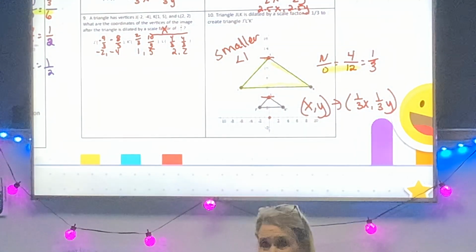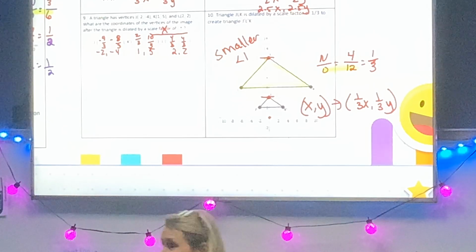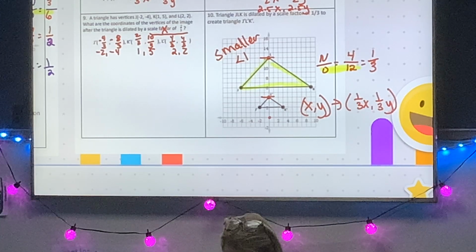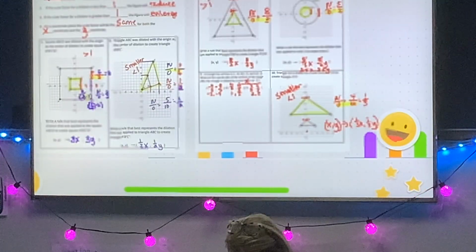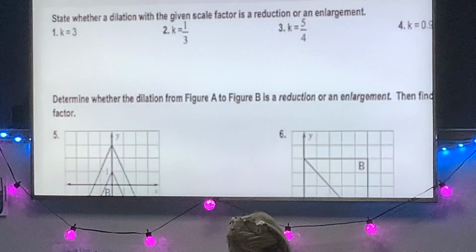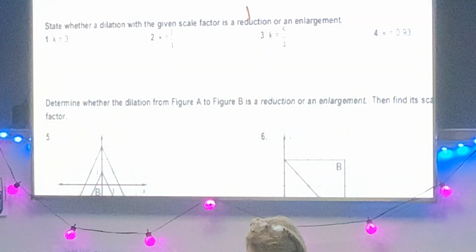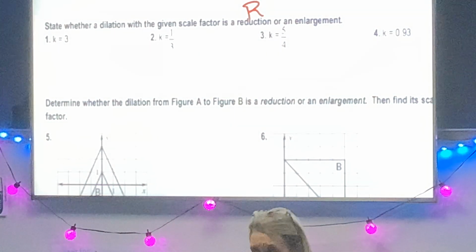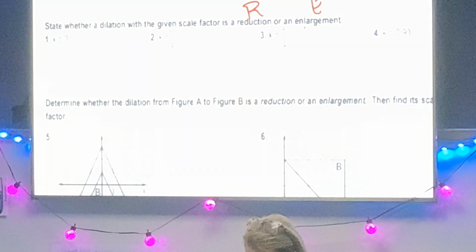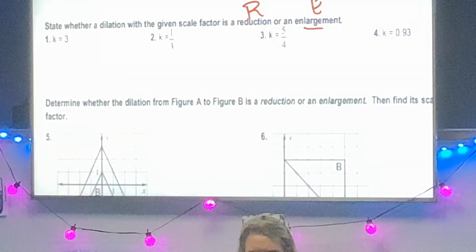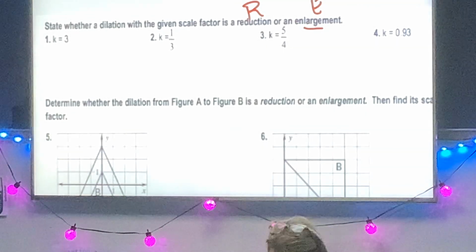Pretty easy, isn't it? This is a TEK on its own. Dilation is, so they usually ask 2 of these on the STAR test. Okay. On this one, we're just going to say whether the scale factor is a reduction, that means gets smaller, or an enlargement gets larger. I'm not going to make you write the whole word. Let's write RE. Are we okay with that? Okay.